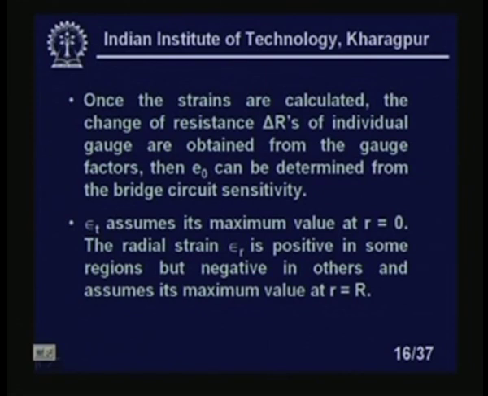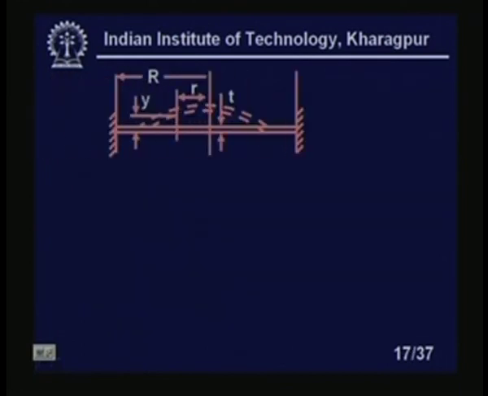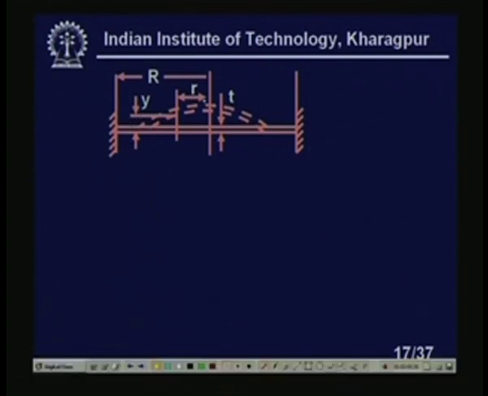Now, epsilon T assumes the maximum value at small r equal to 0, and the radial strain epsilon R is positive in some regions but negative in others, and assumes its maximum value at small r equal to capital R. You see here the diaphragm, how it looks. You see, this is the position parameter small r, right. You see here, if I take a, this is the position parameter, right.